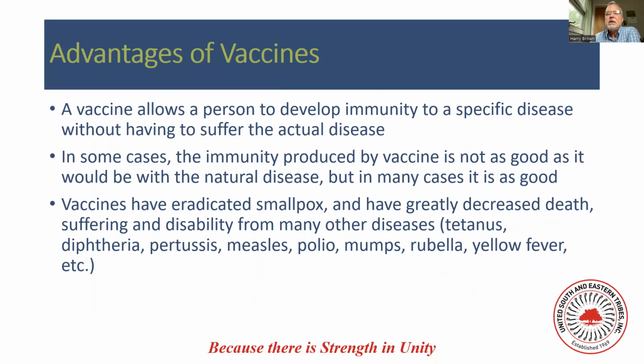So as I said, a vaccine allows a person to develop immunity to a specific disease without actually having to get the disease and be sick with it. Now, in some cases, vaccine immunity is not as good as it would be with the natural disease, but in many cases, it is as good as with the natural disease. We have eradicated a major killer, smallpox, through vaccination. And then many, many other diseases like pertussis, measles, polio, mumps, COVID, influenza. We've greatly decreased death, suffering, and disability from those diseases.